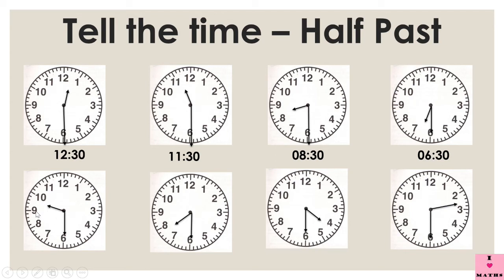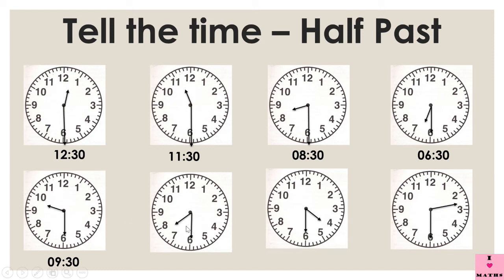Here the hour hand has crossed 9. It is between 9 and 10, children, exactly between 9 and 10. So this time is called half past 9, or 9:30.